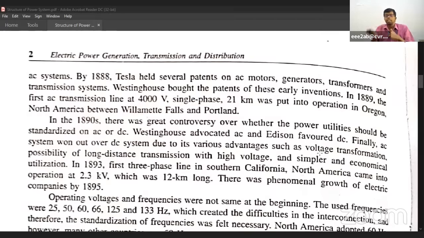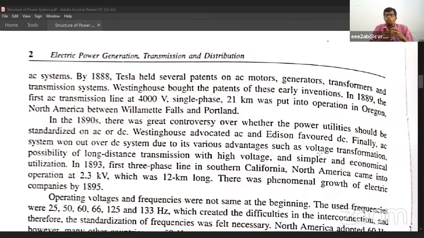Over without changing the frequency for a very large distance. That is possible, but in DC, a transformer won't work in a DC system. So in a DC system, you have to generate a very huge amount of power for transmitting over DC. But in AC, you don't. The transformer is there, so no need to worry about the more power transmission.